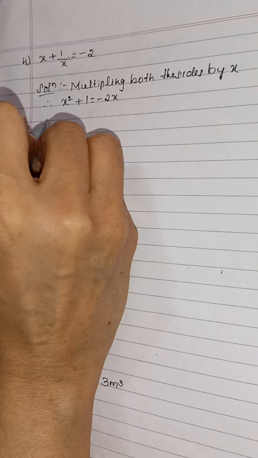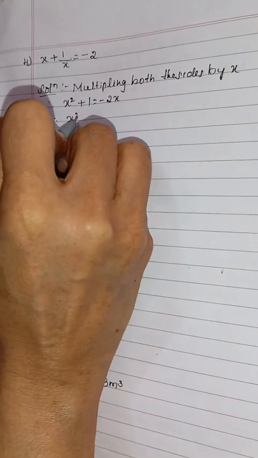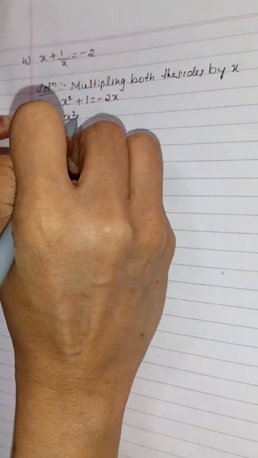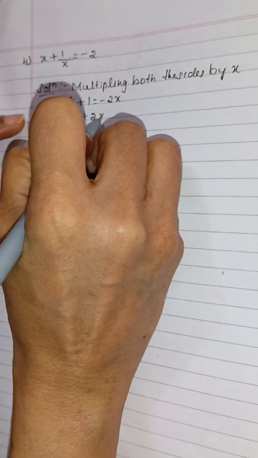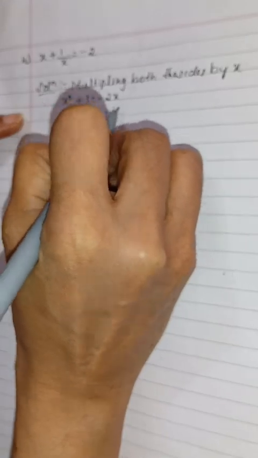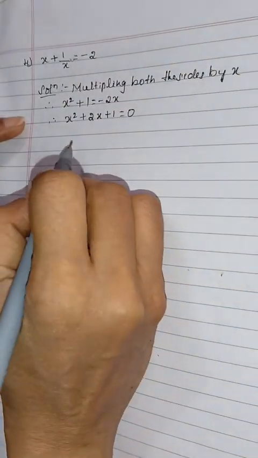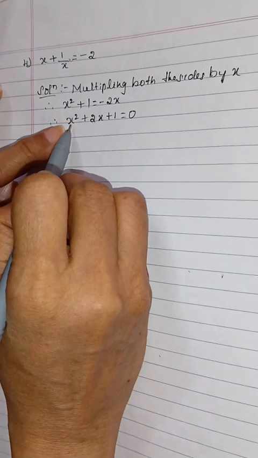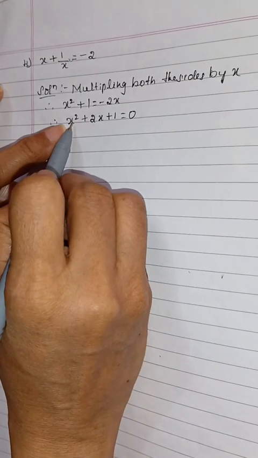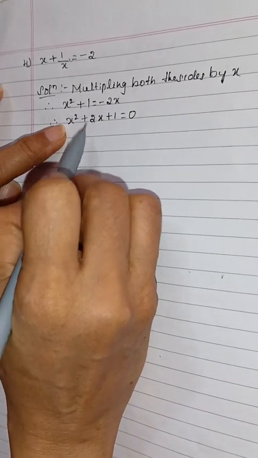Therefore x square minus 2x, bring it to this side, so it becomes plus 2x, and plus 1 equal to 0. Now here x is the variable, the maximum index of the variable is 2, therefore it is a quadratic equation.